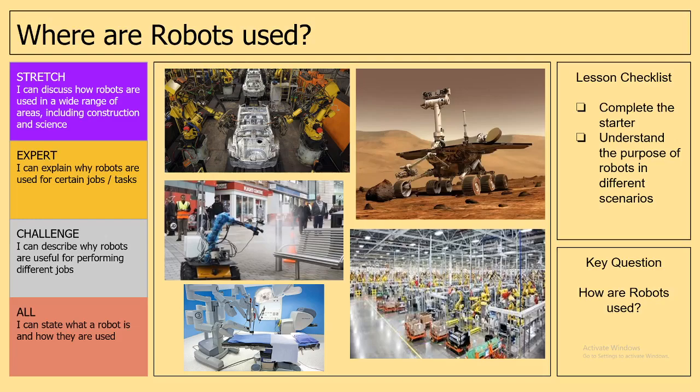So today we've been looking at different uses of robots, different locations, different environments. We think about why they've been used. So the key question for today is, how are robots used? How are they used? Where are they used? When are they used? Expand on this as much as you want. Again, if you want to do extra work and you're not just stuck to that booklet, be my guest. Go to town on this.